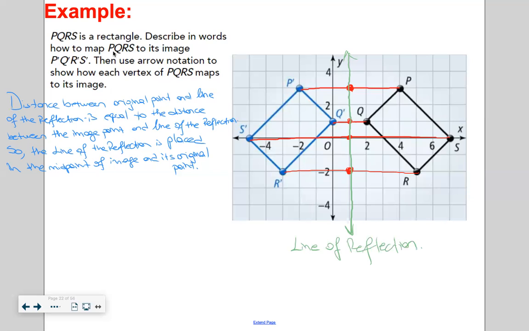What is that line called? This is the line x is equal to positive 1, because this is the line x is equal to 1.